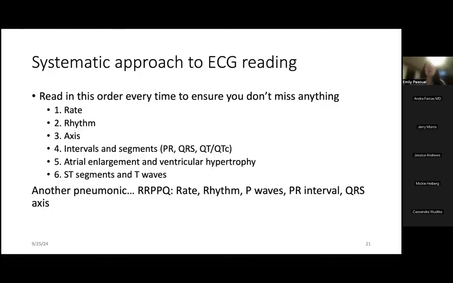And we're going to move on a little bit now and talk about a systematic approach to EKG reading, and we'll put all these things together. If you read in this order every time, it's helpful so you don't miss anything. So RRPPQ: rate, rhythm, P waves, meaning are there any, PR interval, and the QRS axis.